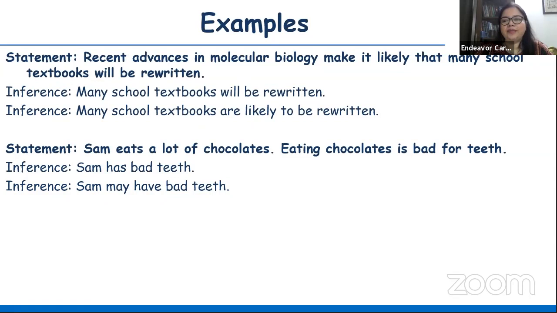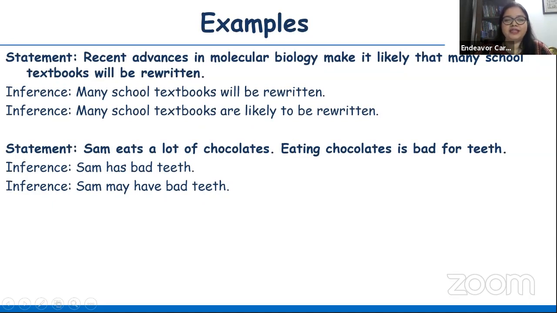So why is "Sam has bad teeth" wrong? Why is it wrong? Because I have three pieces of information here. Sam is one piece of information. Eating chocolates is another piece of information. Bad for teeth is another piece of information. Correct? If you look at it, the piece of information Sam is not directly connected with the piece of information bad for teeth. It's not directly associated. There is a middle term association.